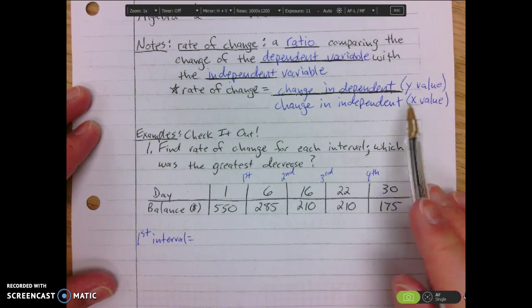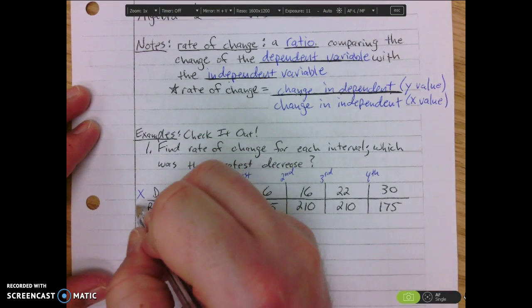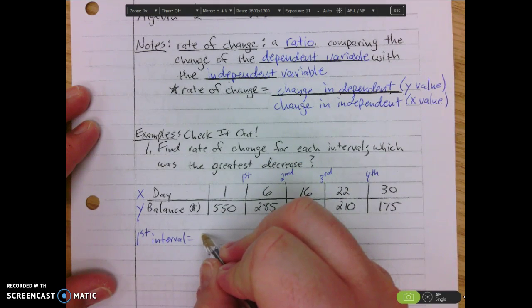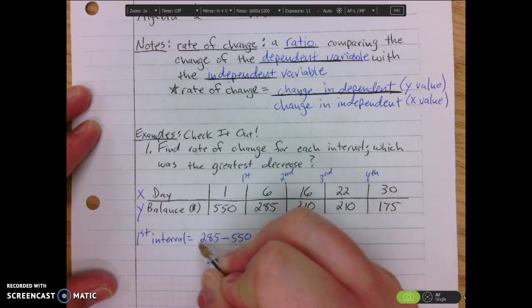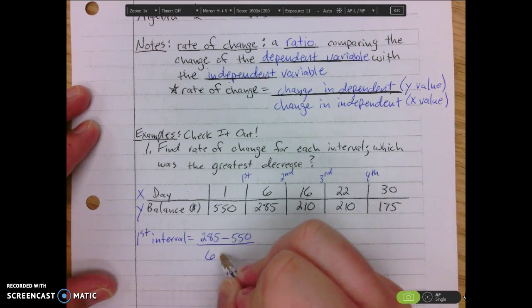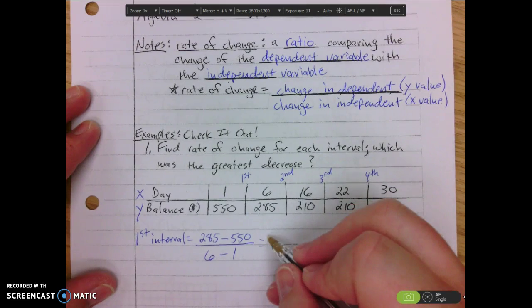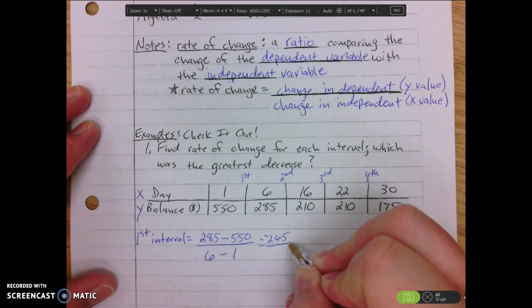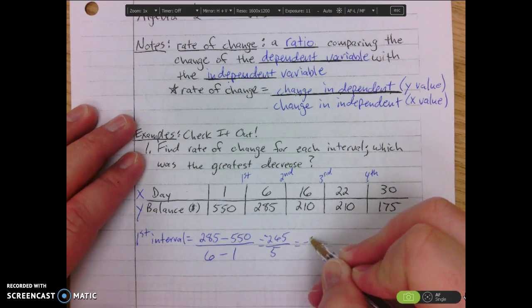we're going to do the change in the y. Remember, this is our x and this is our y. So change in the y. It went from, on day 6, it was 285, and we're going to subtract 550, divided by 6 minus 1. You do the math, and on the top, you get out your calculator, you get negative 265, over 5. And you divide that, and you get a negative 53.